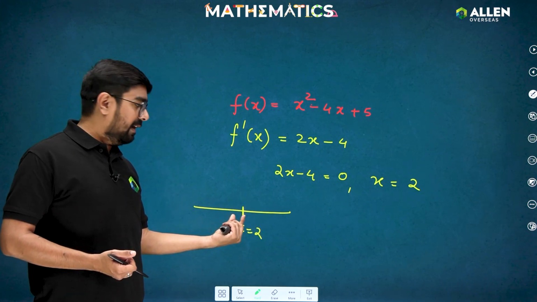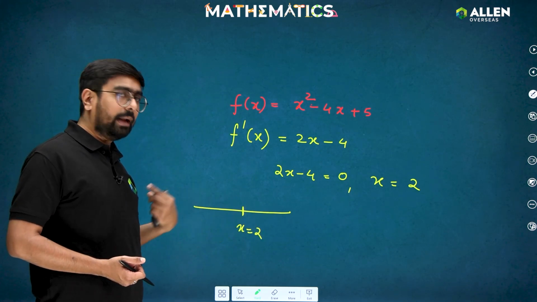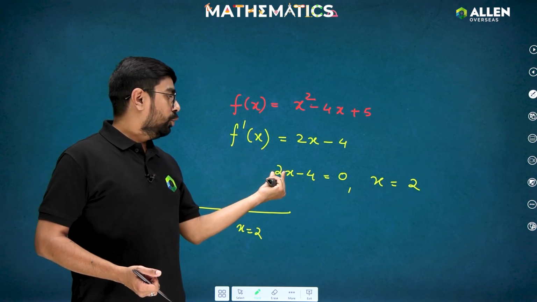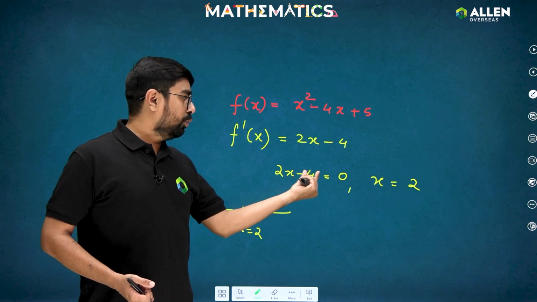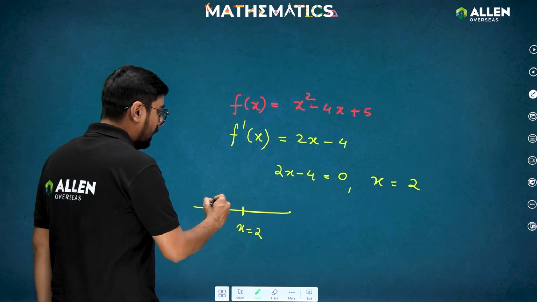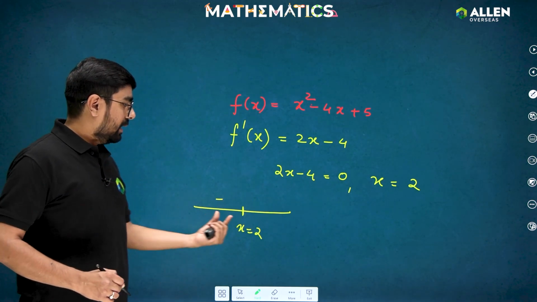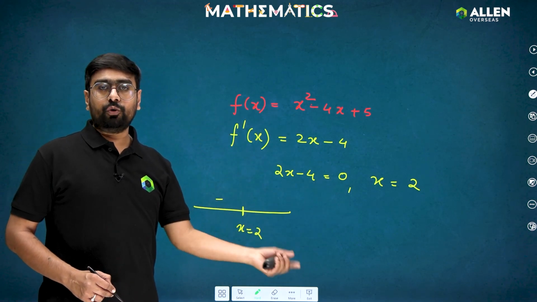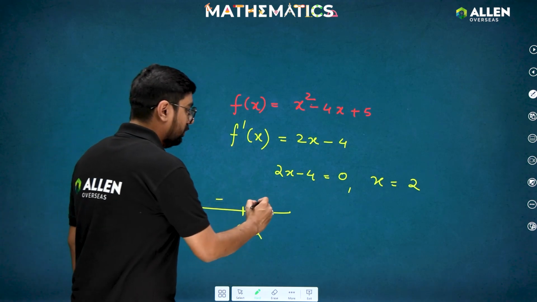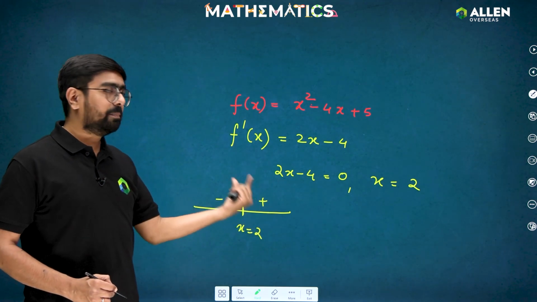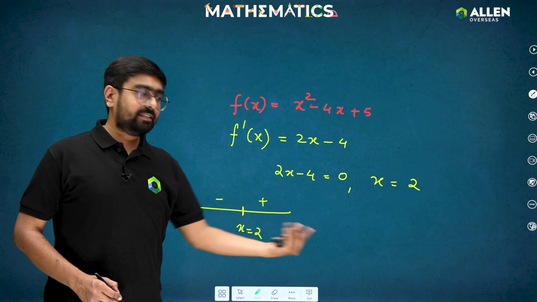If I take any value before 2, let's say 1. So, at 1, 2 into 1 minus 4 will give me a negative value, right? At x is equal to 1, this is a negative value. So, negative sign over here. Now, any value after 2, let's say 3. 3 into 2, 6, 6 minus 4, 2, a positive value. So, the sign of f dash x will be positive after x is equal to 2.